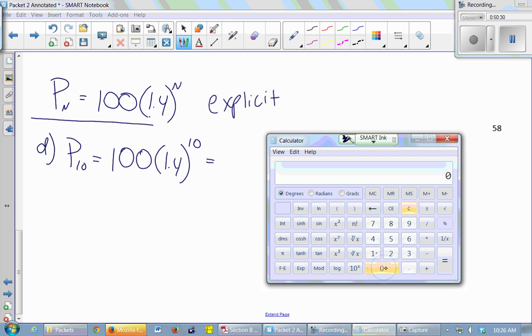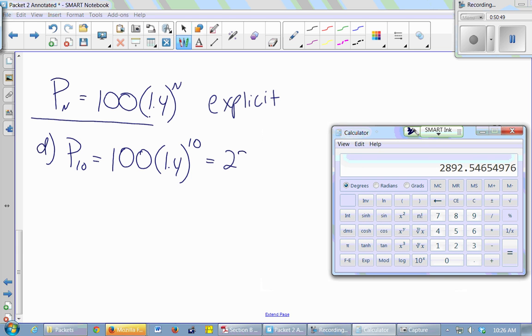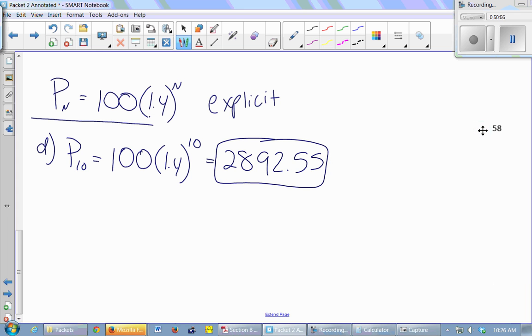Okay, so an exponential growth model is... Right, yeah. 100 times 1.4 to the 10th. 2,892.55. Yes. Don't you get the 1.4?